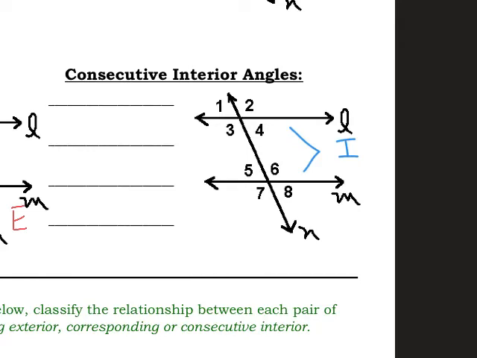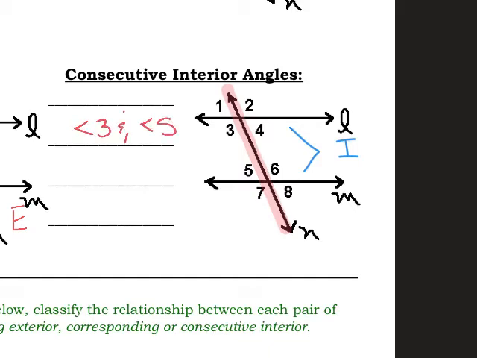So same thing with consecutive. It's the one that's right next to it on the same side of the transversal. So remember, your transversal is the line that cuts through the other two. So what two numbers are on the same side of this red line? 3 and 6 are not on the same side. See how they cross through the line? They want to be on the same side. So let's do 3 and 5. You're staying on the same side of the red line. So 3 and 5.